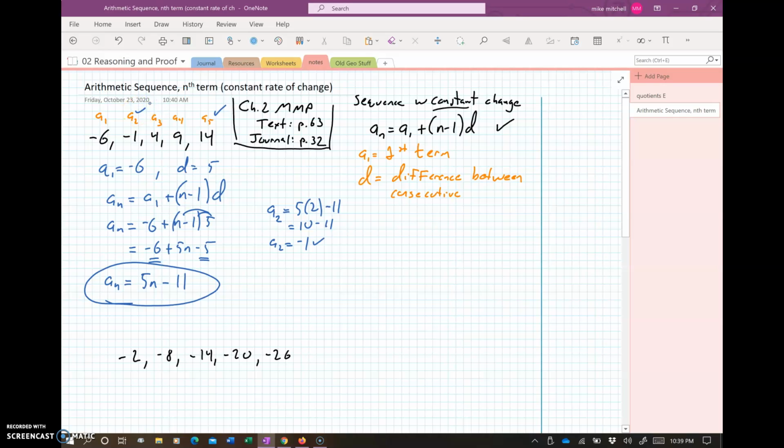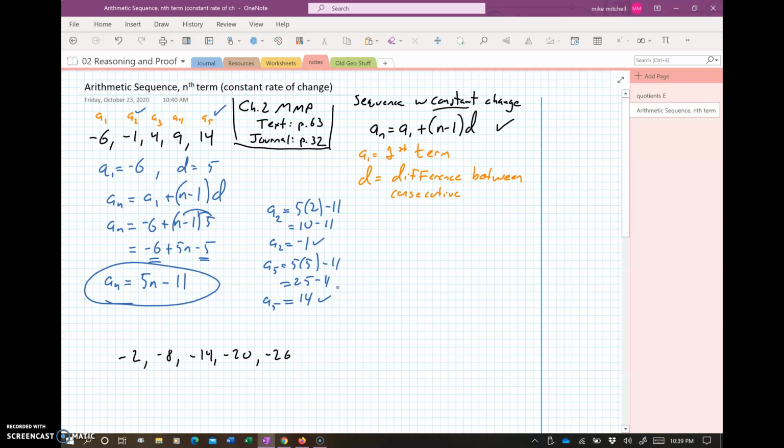I could do it for another one. I could do it for a5. That's going to be 5 times 5. Again, just 5n minus 11. That's 25 minus 11. That gives me 14. It checks out.